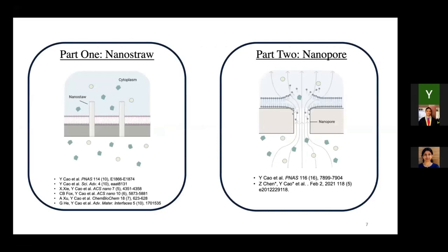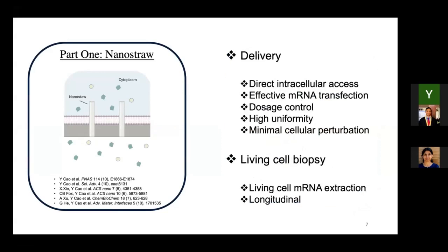In the next 20 minutes, I will talk about two particular systems. First, I will talk about the Nanostraw system, and then I will move on to the nanopores. I will first talk about how we design it, and then how this design gives unique features to the Nanostraw system. And then I will talk about the concept of living cell biopsy, and how the Nanostraw allows longitudinal living cell sampling.